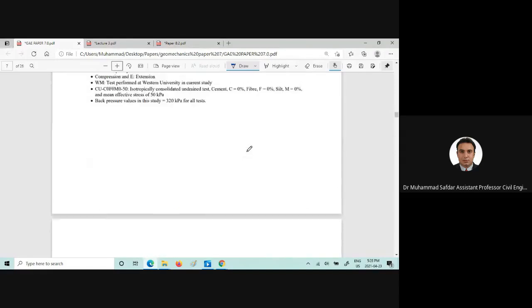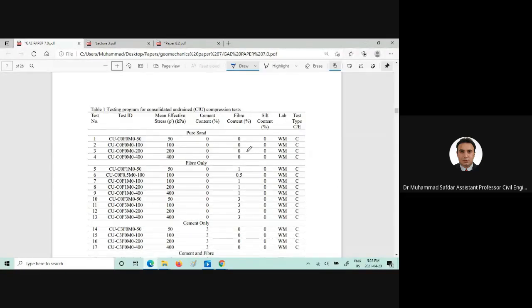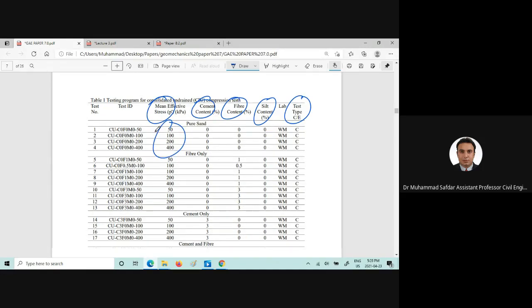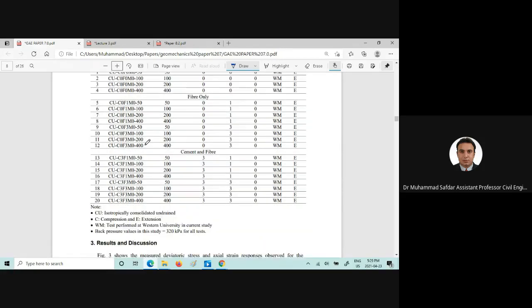Testing information is given: whether the test was performed in compression or extension condition, what was the silt percentage, the fiber percentage, the cement percentage, and the mean effective stress information was given in this testing program table here as well. As I mentioned earlier, isotropically consolidated, so CIU in itself says isotropically consolidated undrained triaxial compression and extension test.